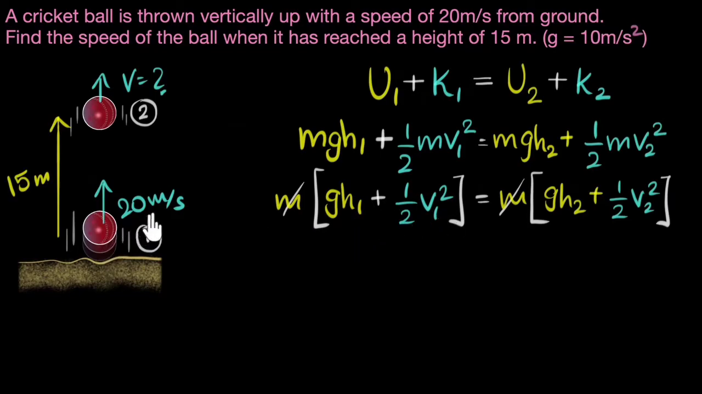I know v1, that is this number. h2, oh, I know h2, that is the height at this point, that is 15 meters, which means I need to calculate what v2 is. And that's the only unknown over here. So I can just plug in and calculate. So you know what? Great idea to pause the video and see if you can substitute and get the answer yourself.